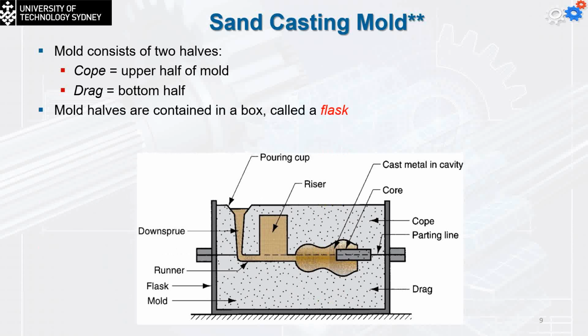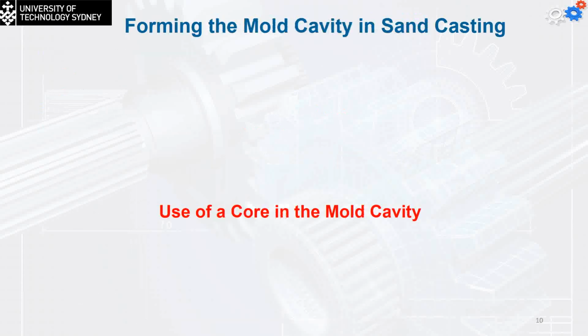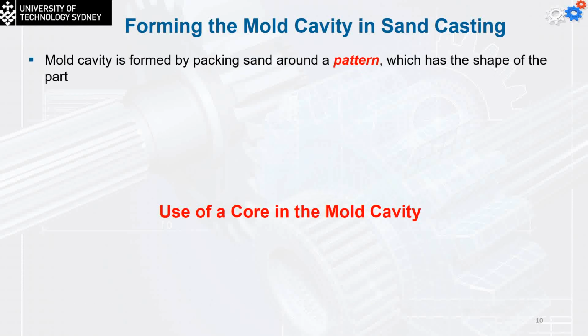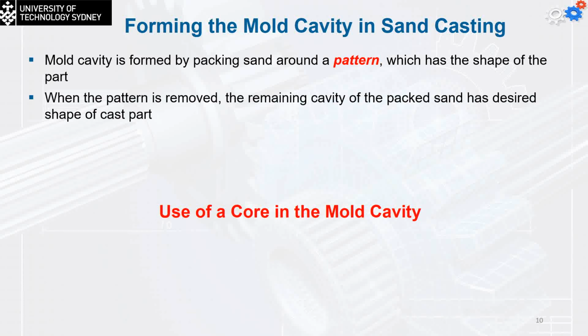Now, forming the mold cavity in sand casting, I need something called the pattern. The pattern, for example, I would like to cast the shape of this bottle. So I have to make a pattern, usually made of wood. And I have to cover it with the sand. When I'm going to do that, I'm going to have the same cavity as the part I would like to have. So the mold cavity is formed by packing sand around the pattern, which has the same shape as the part I would like to have. When the pattern is removed, the cavity of the packed sand has the desired shape of the part I would like to cast. Usually it's going to be oversized because we said we're going to have shrinkage.